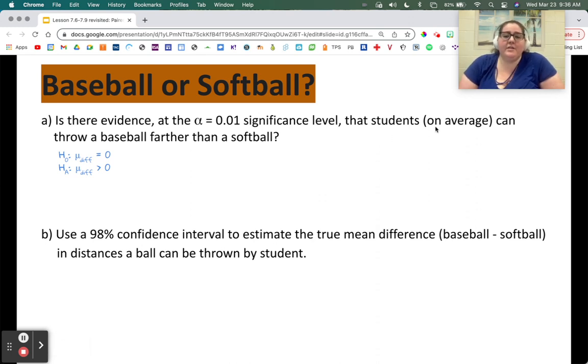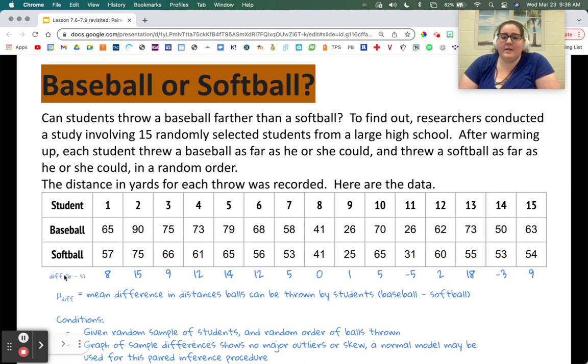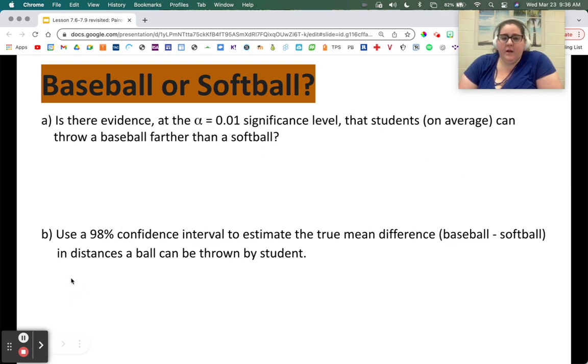So if we're wanting to show that students on average can throw a baseball farther, then we think that the baseball number is bigger. So since I subtracted baseball minus softball, I want that difference to be positive, or that's what I'm trying to show. So I chose greater than 0.